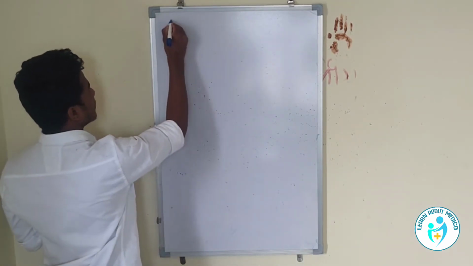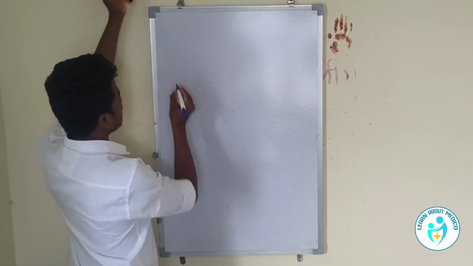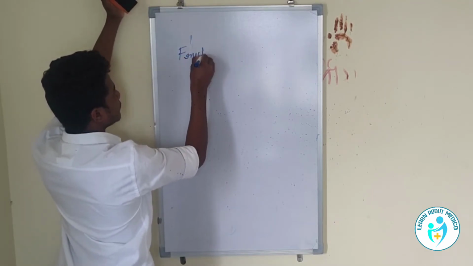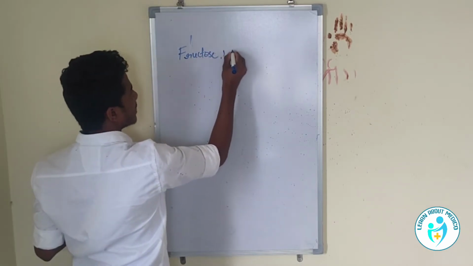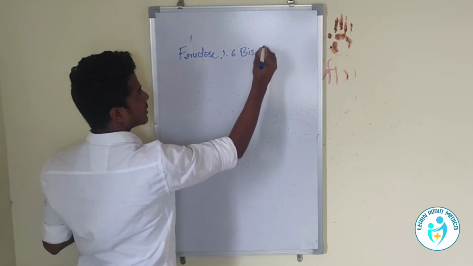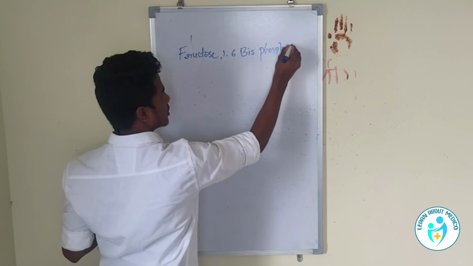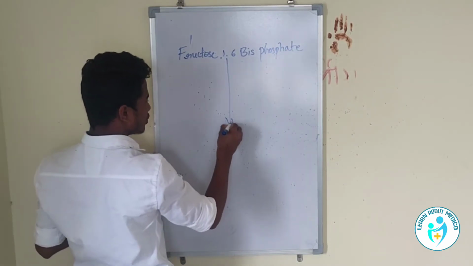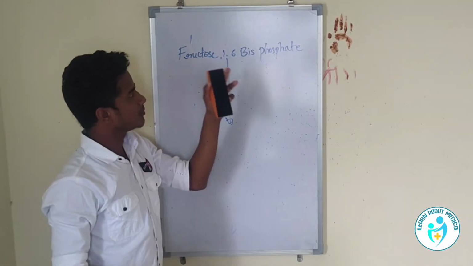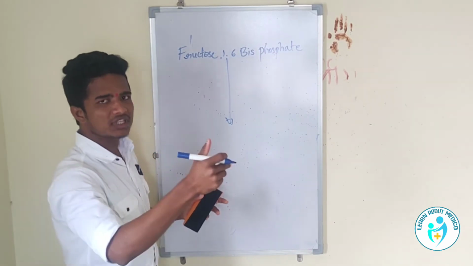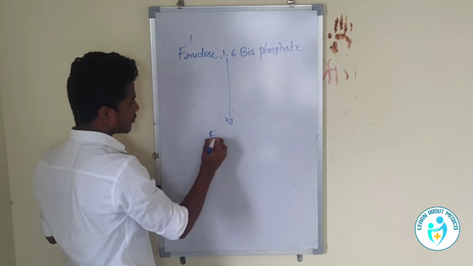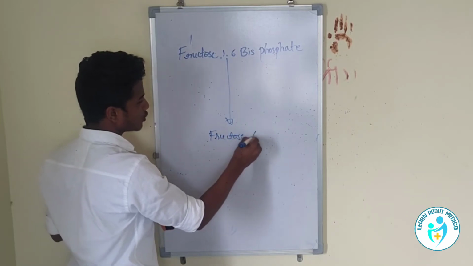This is the third step of glycolysis, in which fructose 6-phosphate is converted into fructose 1,6-bisphosphate. We have to reverse that reaction, that is fructose 1,6-bisphosphate is converted into fructose 6-phosphate.